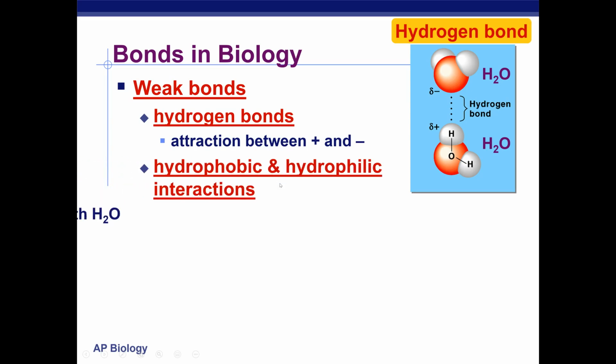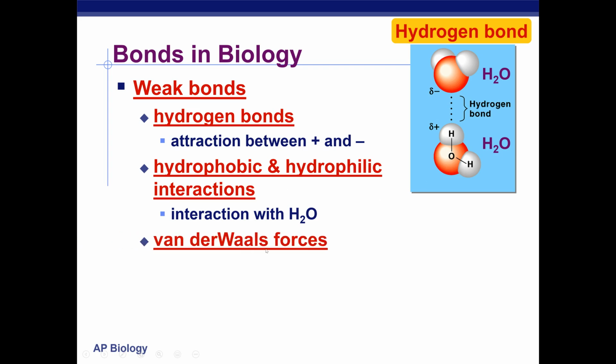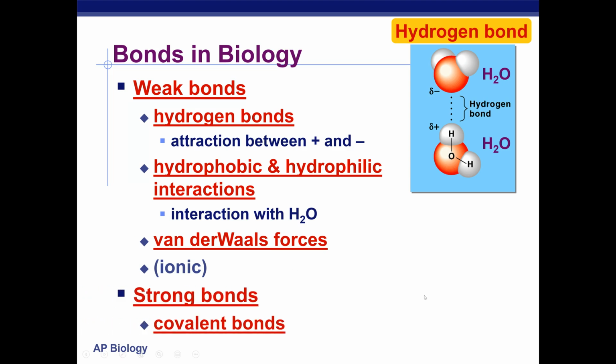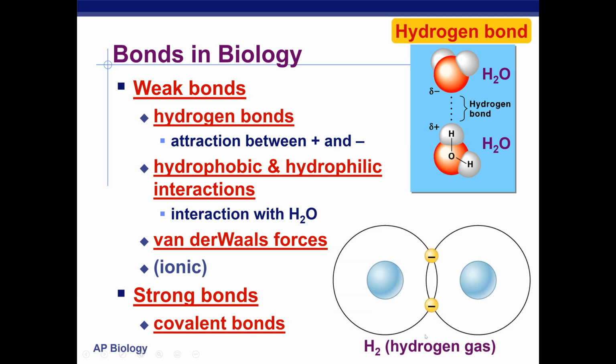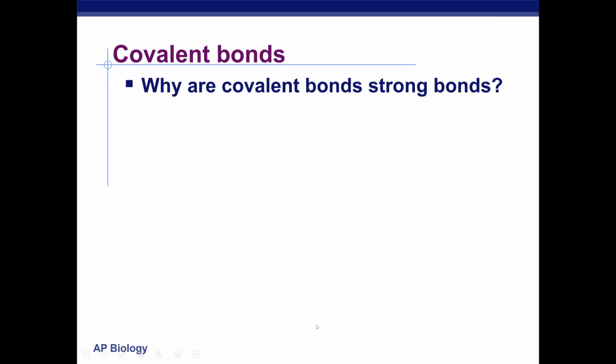You have hydrophobic and hydrophilic interactions due to these hydrogen bonds and other chemicals in water. You have van der Waals forces, which is a very weak ionic bond. So the electrons are not fully taken in these bonds. We don't ever really talk about van der Waals. And then you have strong bonds, which are your covalent bonds. Ionic bonds are actually strong, but van der Waals forces are weak. Covalent bonds are the strongest because you are sharing.